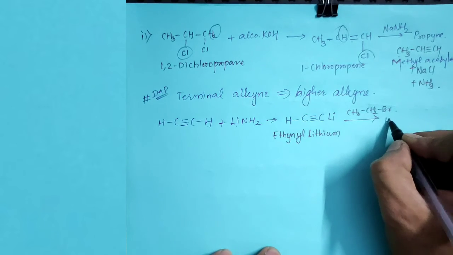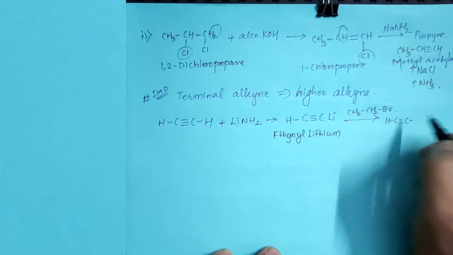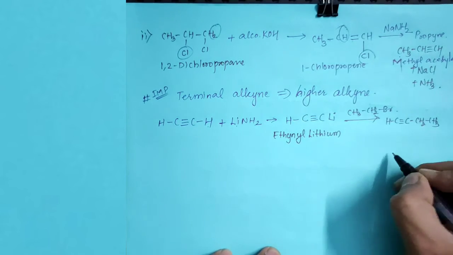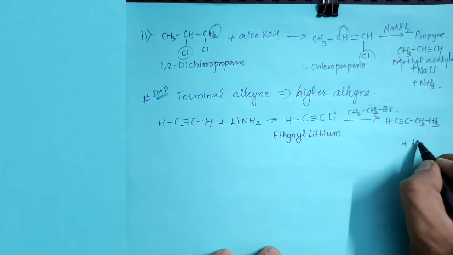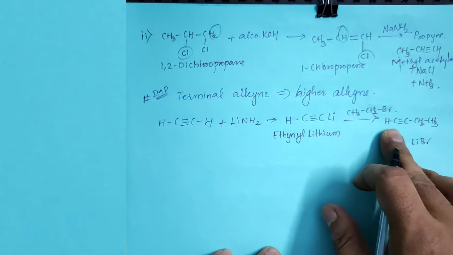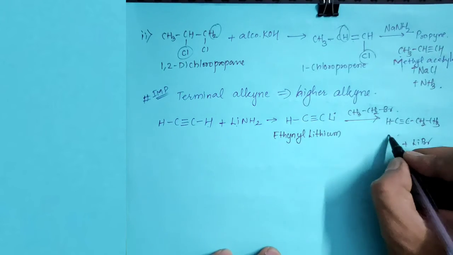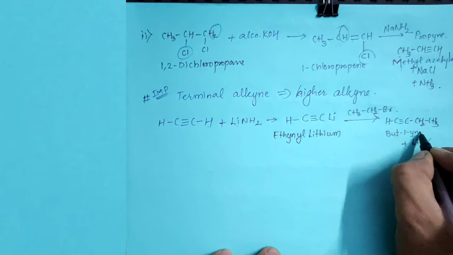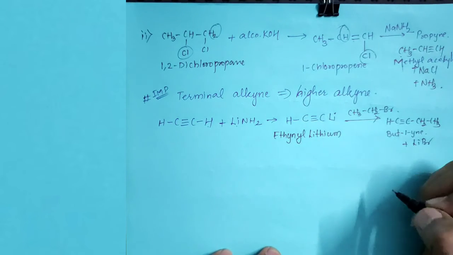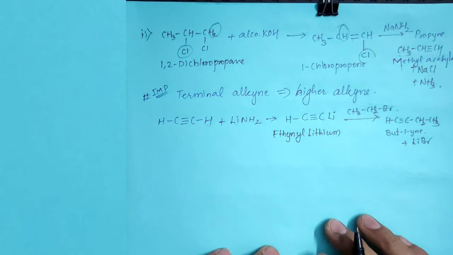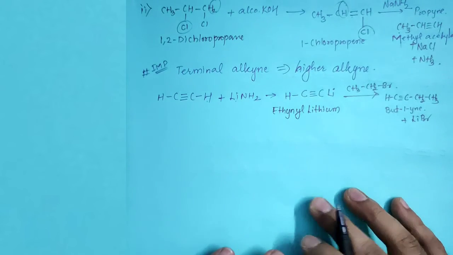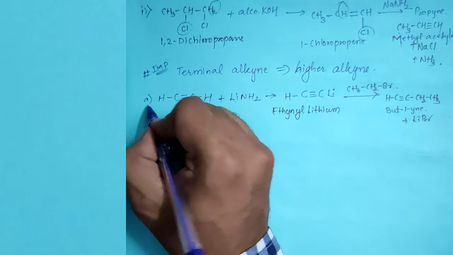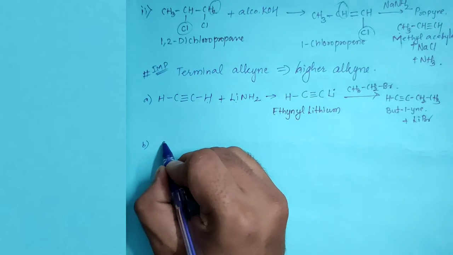The product obtained is CH2CH3 plus LiBr. So a higher alkyne is formed, that is 1, 2, 3, 4, but-1-yne. So in this way we can prepare. Another example also we can take, one more example. Propyne.